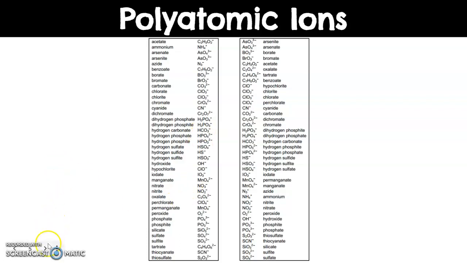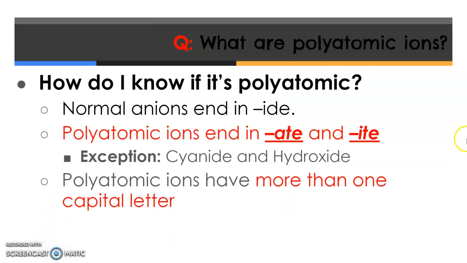But polyatomics are also named differently. If you're given the name of a compound, how do we know that a polyatomic ion is present? Normal anions end in IDE. Calcium fluoride ends in IDE, so you know you've got a calcium and a fluorine and that's it. However, if you are given the name of a compound and it ends in ate or ite, then you would know it's polyatomic. Ate and ite would be your indication.